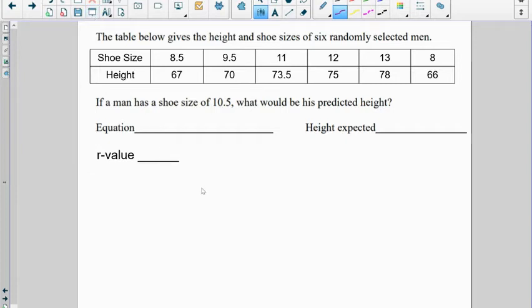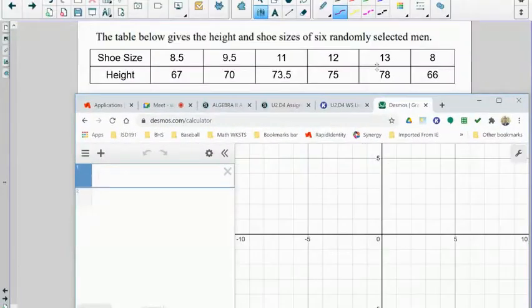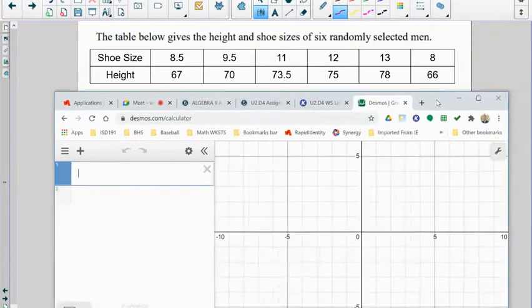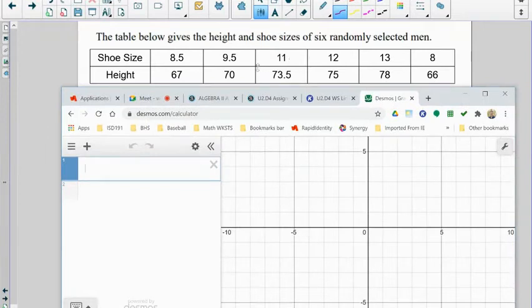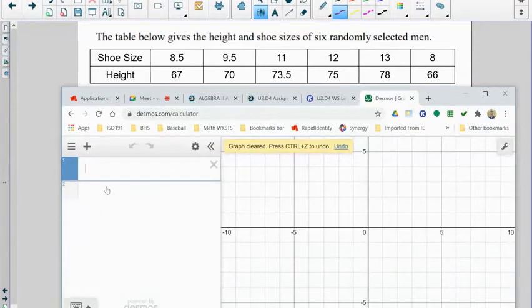So the first thing we need to do is enter our data into Desmos. To make this fit a little better, I like to resize my screen so I can see my data and I can see the space that I need to enter into my table. So in box number 1, and if you have anything in here already, again, desmos.com/calculator, if you already have something in, hit the 3 bars and hit new blank graph. Make sure you always start from scratch.